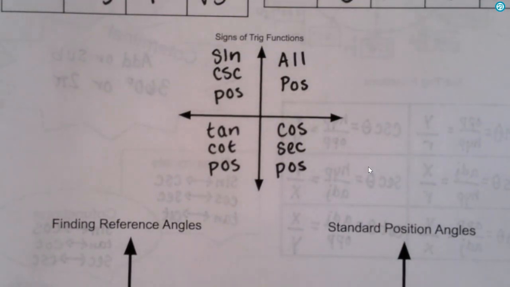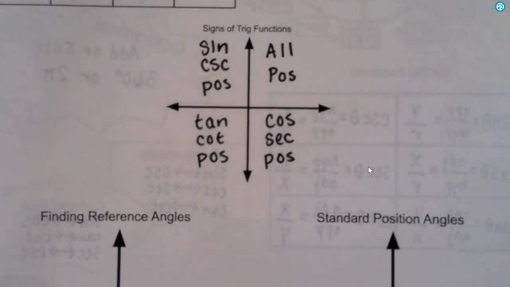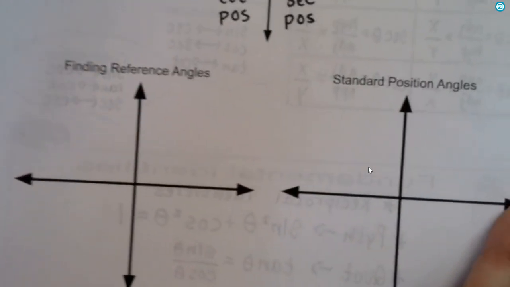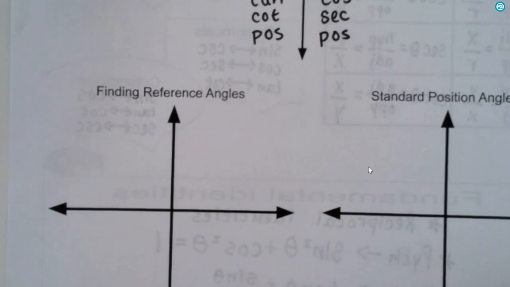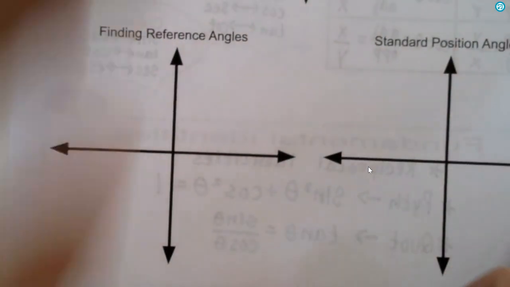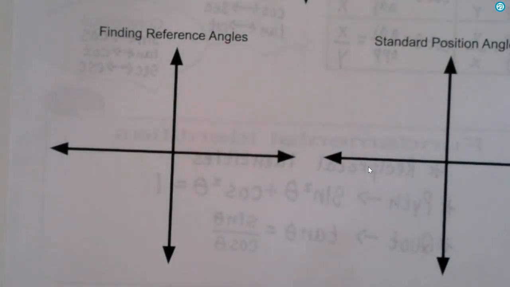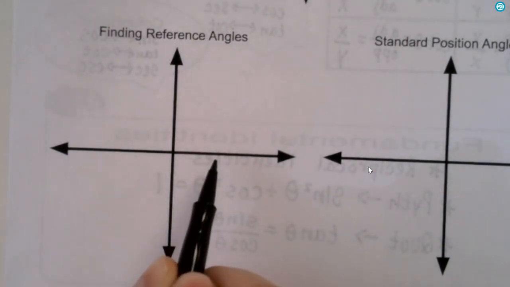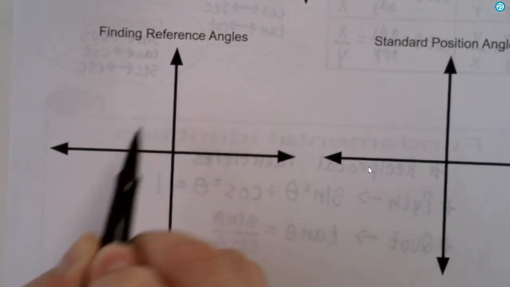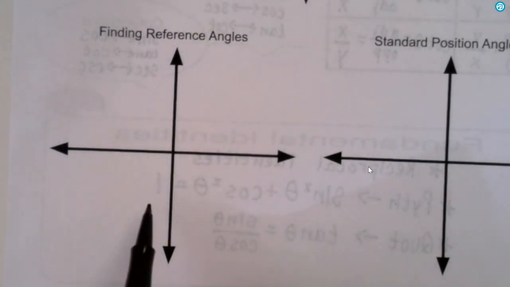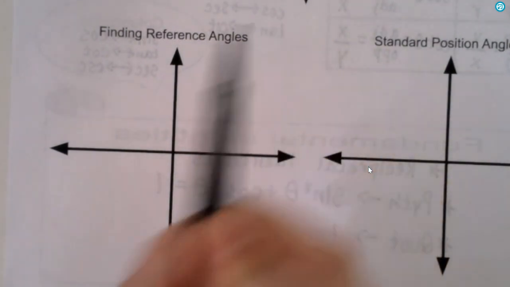Finding reference angles. Next thing we have on here is finding reference angles, which is what we were doing most recently. That's when we have an angle somewhere between 0 and 360 degrees, but we want to make it between 0 and 90, because it makes our life easier, and then we can just use whether it's positive or negative from what we just did.